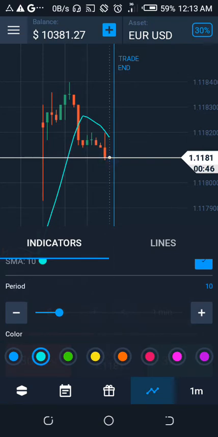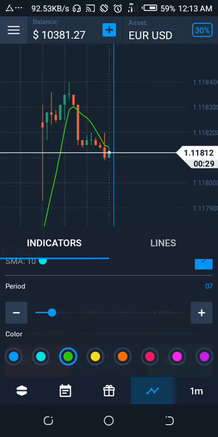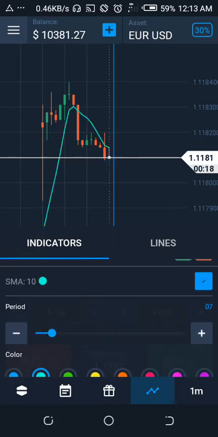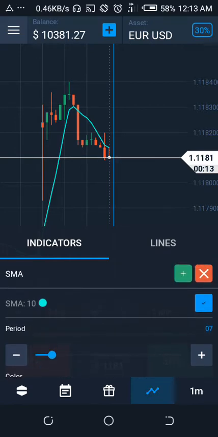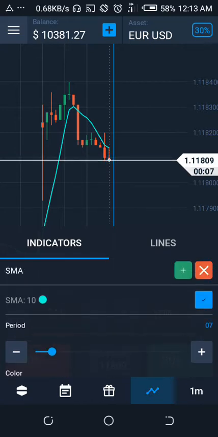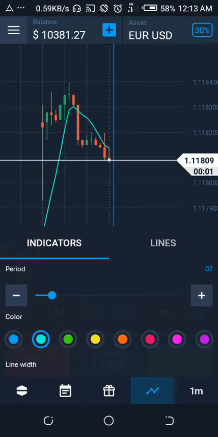SMA 7 and put color green, as you can see. Put color green. SMA 7 green. Okay. Now, as for SMA 7, you set it again to SMA 7, color green.